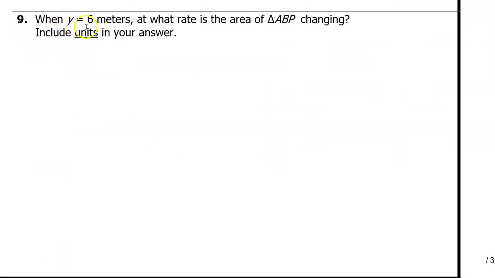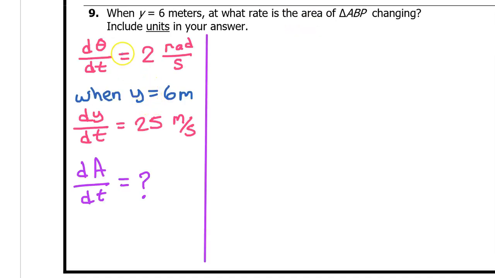Number 9, when y equals 6 meters, at what rate is the area of triangle ABP changing? Let's start by listing everything we know. From the setup of the problem, we know that d theta dt is 2 radians per second. And from problem number 8, we know that when y equals 6 meters, dy dt turned out to be 25 meters per second. And now we are being asked to find dA dt.